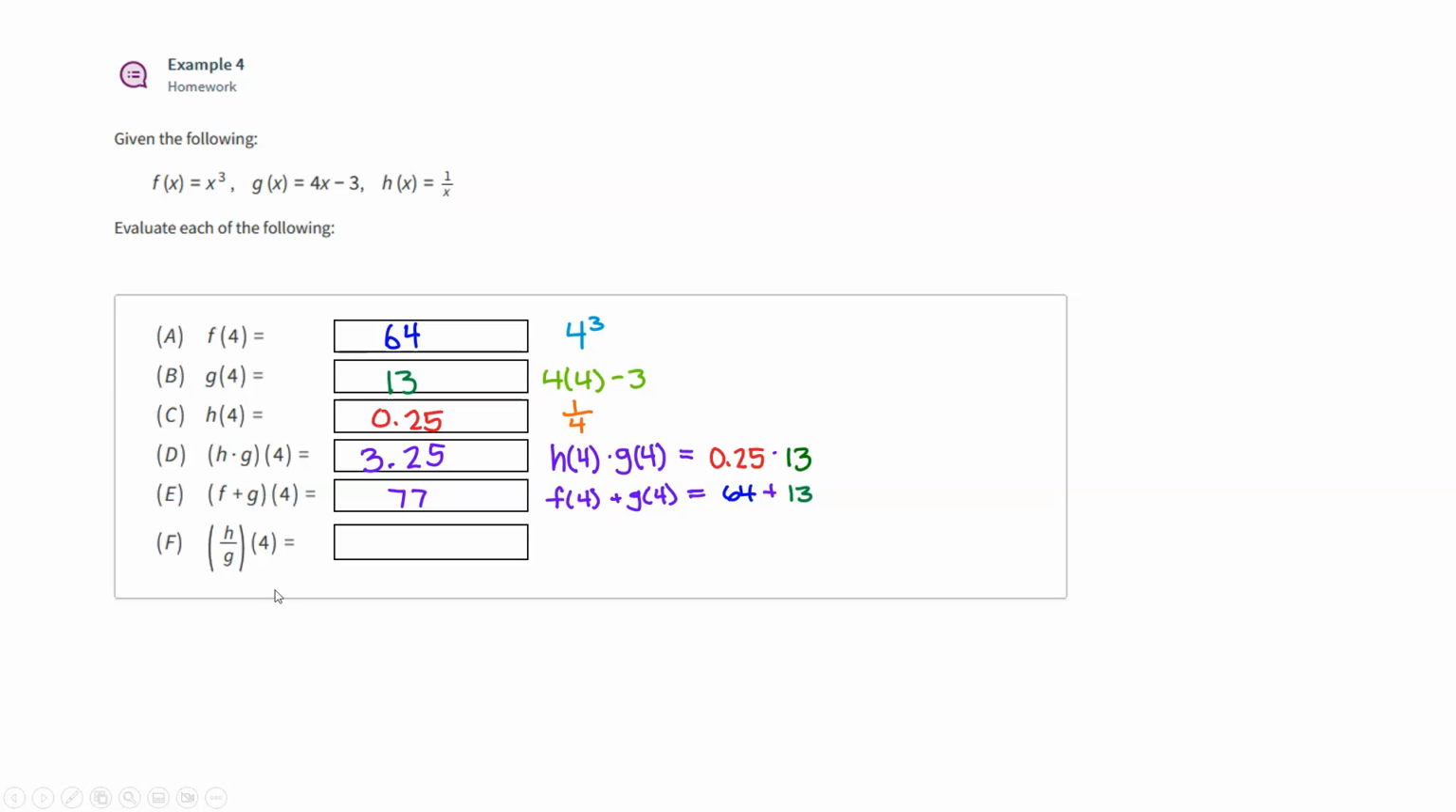H over g of 4 is going to be equal to h of 4 over g of 4, which is 0.25 over 13. 0.25, again, is the same thing as 1/4, and if I divide 1/4 by 13, that's the same thing as multiplying it by 1/13. And then I would multiply these two, I'd get 1 over 52, which is probably the best answer to give, because if you try to write this as a decimal, you'd be approximating, and you can have rounding errors if you do that.